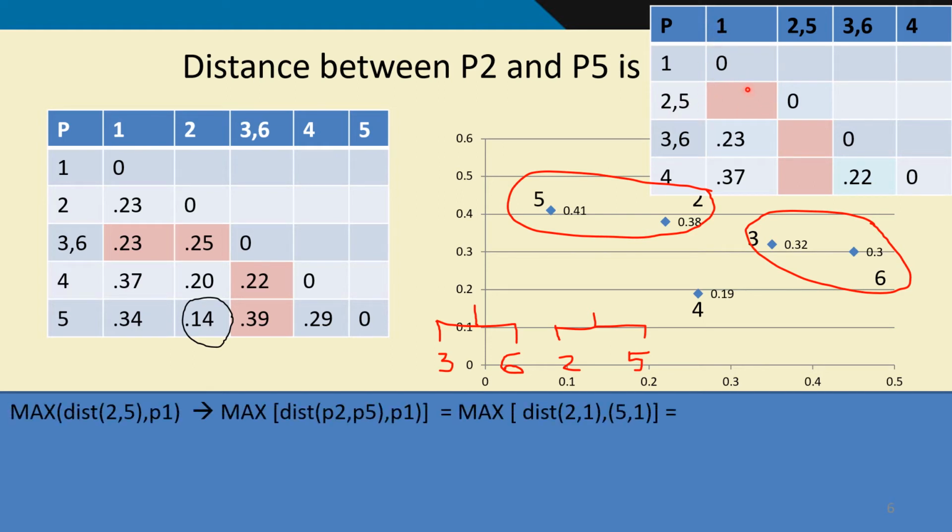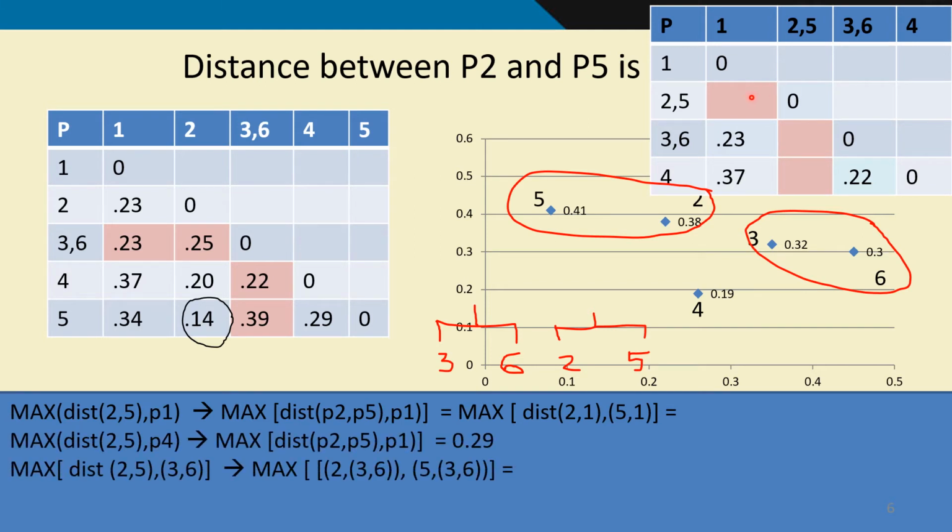So let's calculate for all the three blocks that we are having. Distance between 2 and 1, 5 and 1. Which is the maximum? 0.34. So 0.34 would come as an answer. Distance between 2 and 4, 5 and 4. Why are we doing that? Because we want to have a value put over here.